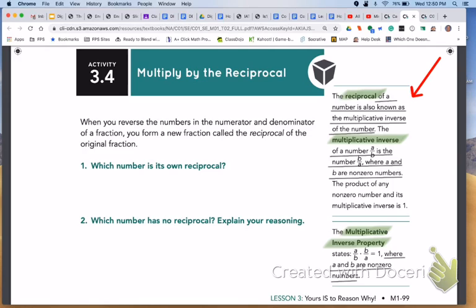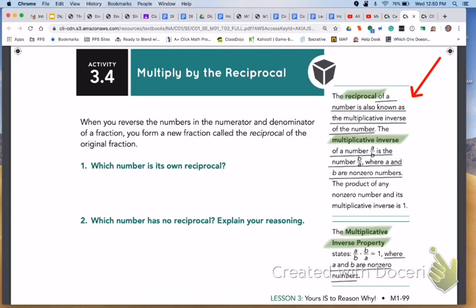Please turn to page 99, activity 3.4, multiply by the reciprocal. When you reverse the numbers in the numerator and denominator of a fraction, you form a new fraction called the reciprocal of the original fraction. The reciprocal of a number is also known as the multiplicative inverse of the number.